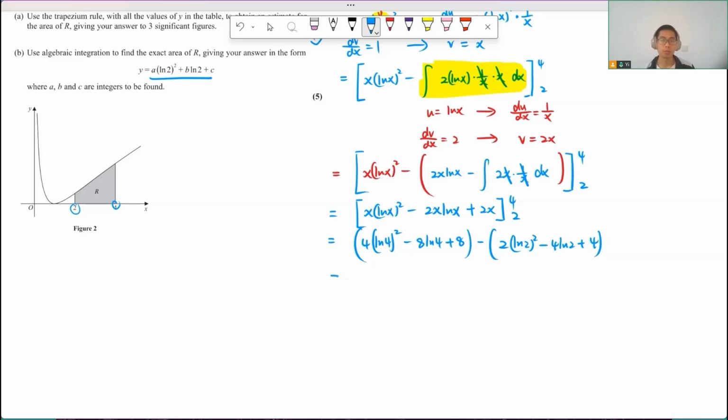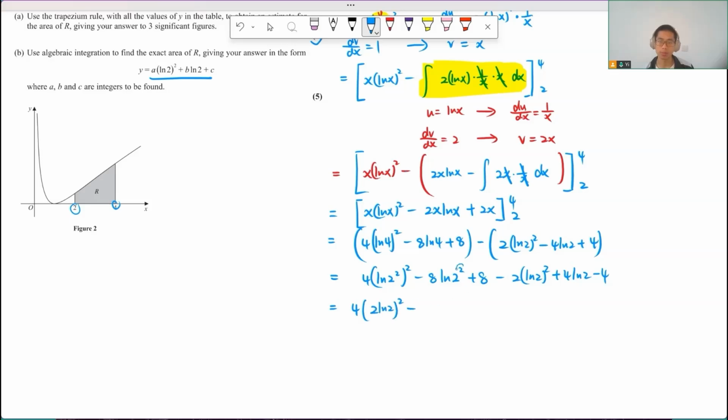And then that will give us 4 ln, so they want everything in terms of ln 2, so we change 4 into 2 square first, and then minus 8 times by ln 4, which is 2 square again, and then plus 8, and then minus 2 ln 2 square, and then negative make it positive, plus 4 ln 2, and then minus positive 4 is minus 4. So now keep simplify, so 4 times by, we bring the power as the coefficient, so that will give us 2 ln 2 all square.